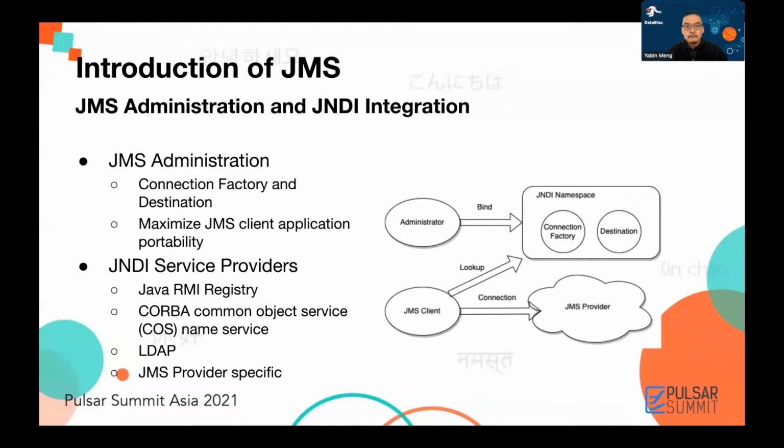So in order to maximize the JMS client application portability, it is always recommended to put the implementation specific JMS objects in the JNDI namespace. These objects are connection factory and destination. So when the JMS client application tries to connect to a JMS provider, instead of connecting to the provider directly, it first does a lookup to the JNDI namespace to get a connection factory and destination. After that, the JMS code is standard and can be reused from provider to provider.